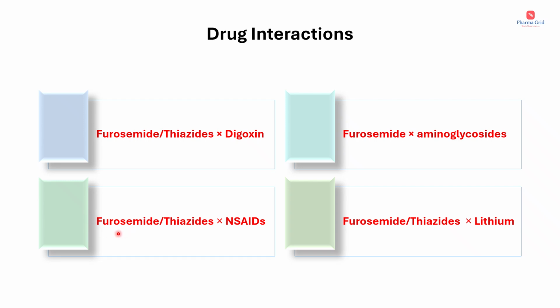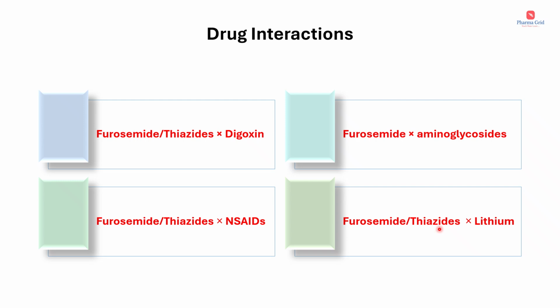Next one is furosemide or thiazides when given in combination with NSAIDs, that is non-steroidal anti-inflammatory drugs. These NSAIDs inhibit prostaglandin synthesis and block the prostaglandin mediated hemodynamic changes. The chronic use of NSAIDs leads to sodium and water retention and decreases the antihypertensive effect of loop diuretics or thiazides.